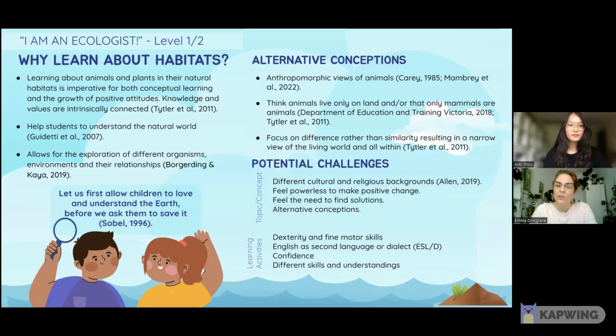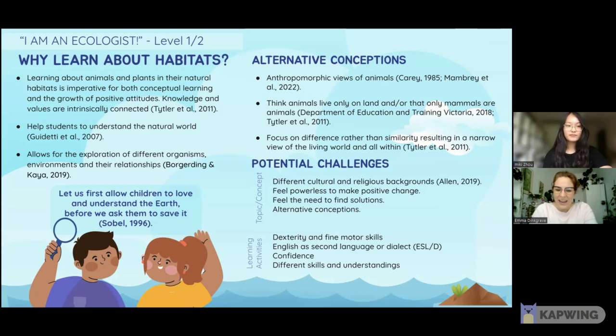Creating these lessons, we looked at alternative conceptions that students might hold, which can act as a barrier to learning or engagement. Identifying these helps our planning and teaching. Research suggested that students often possess anthropomorphic views of animals thanks to television and picture books, attributing human characteristics, emotions, needs, and behaviours to animals.